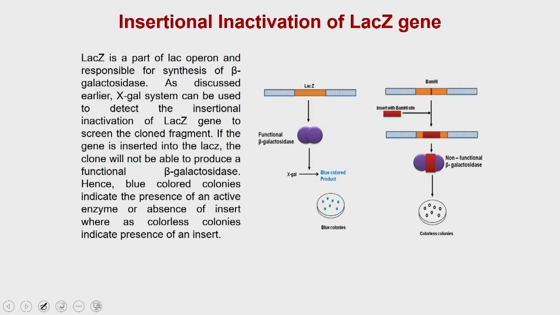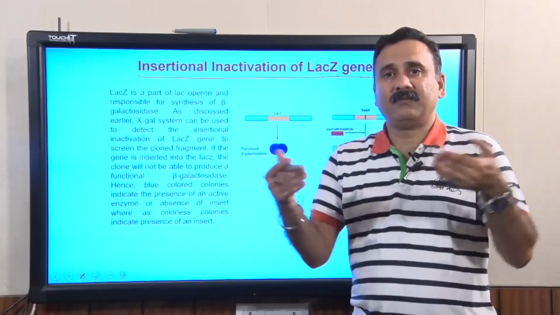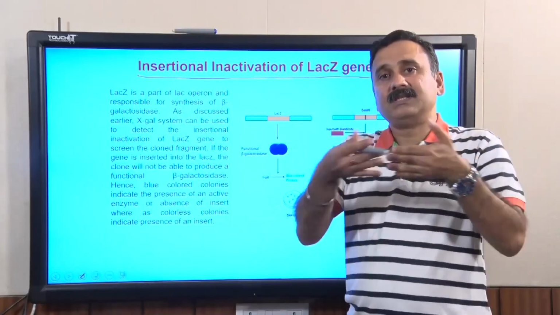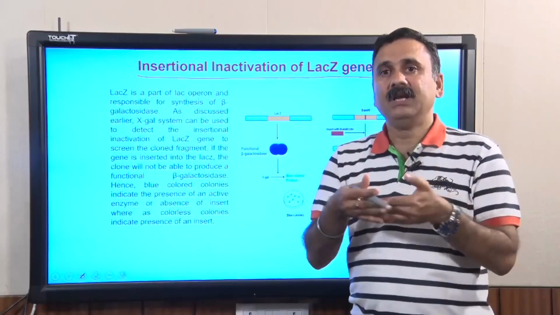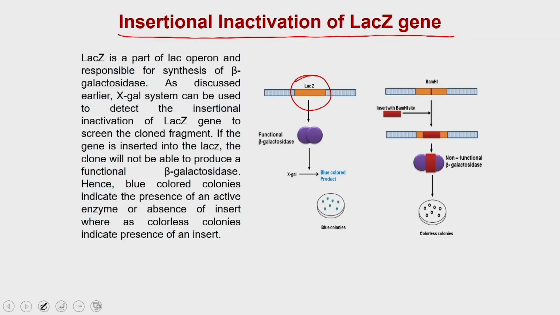So, the first is insertional inactivation of LacZ. This approach is exactly the opposite of what we discussed just now, where we were using LacZ complementation, regenerating the complement of LacZ. In this case, you have a functional LacZ on the vector, and that produces the functional beta-galactosidase, which processes the X-gal to a blue colored product.